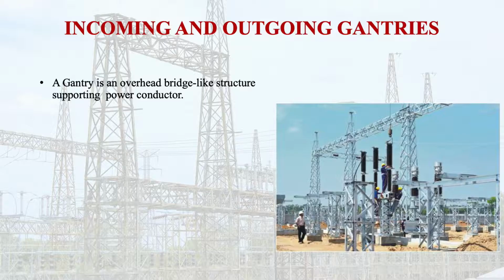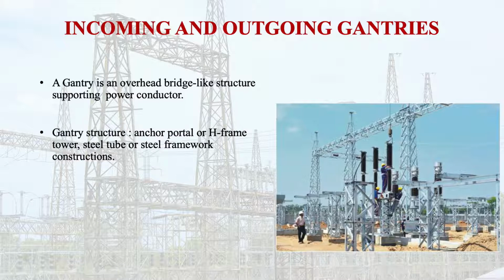Now I have discussed that incoming and outgoing gantries are the main structure. A gantry is an overhead bridge-like structure supporting power conductors, and sometimes an anchor portal or H-frame kind of tower, which you see in a substation. An anchor portal or H-frame tower is a structure supporting the overhead lines. An anchor portal may be of tube or steel framework construction. That bridge-like structure of fabricated steel you can see in the substation.